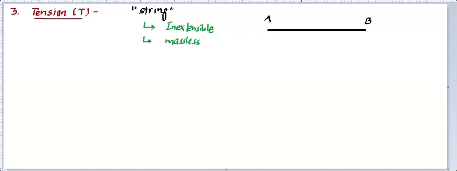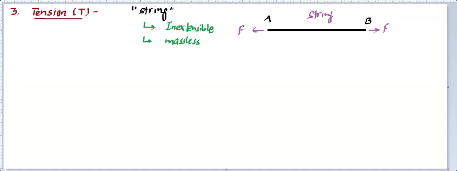Now, if this string is being pulled, we know you cannot push a string. If you take a string and try to apply this force, the string is not capable of opposing it. It will slack immediately. That's why we are not going to study this push force or compressive force. Rather, we will talk about those forces which try to pull it apart, that means try to increase the length. If you apply a force F on this, then you need to apply the same force on the other end in order to put it under tension.